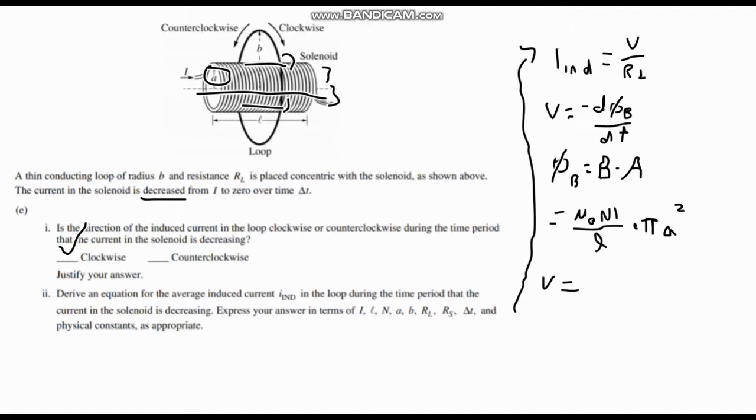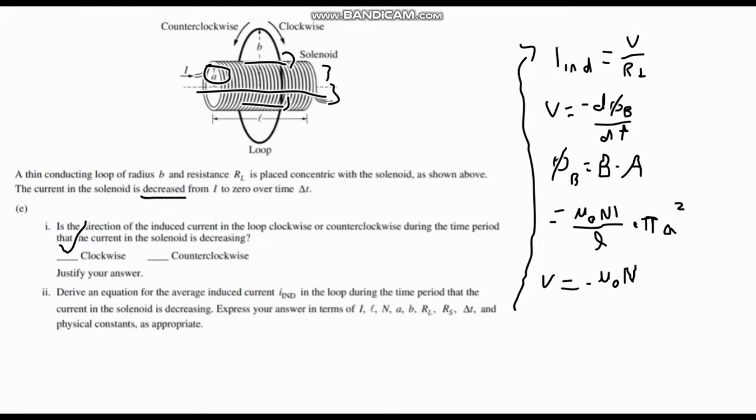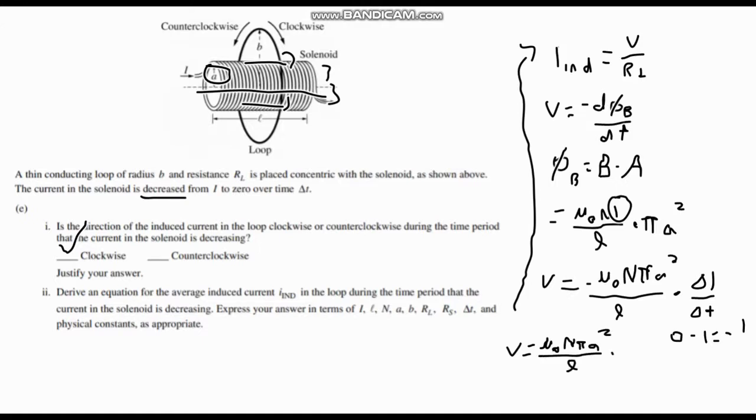So now we just take the derivative of that to get voltage, and I is the only thing that changes. And the derivative of I is just the change in I over the time it takes to get down to 0. So it'd be 0 minus I over t, and that would just be negative I, because 0 minus I would just be negative I. So now we have the voltage is equal to mu naught N pi A squared times, the negatives cancel out, so now they're positive, times I over delta t.